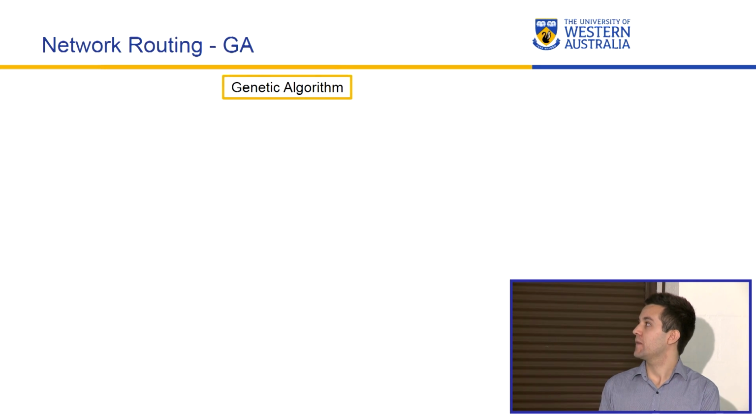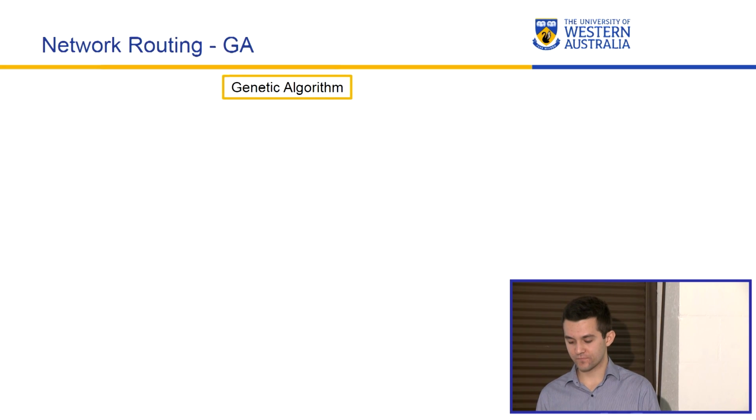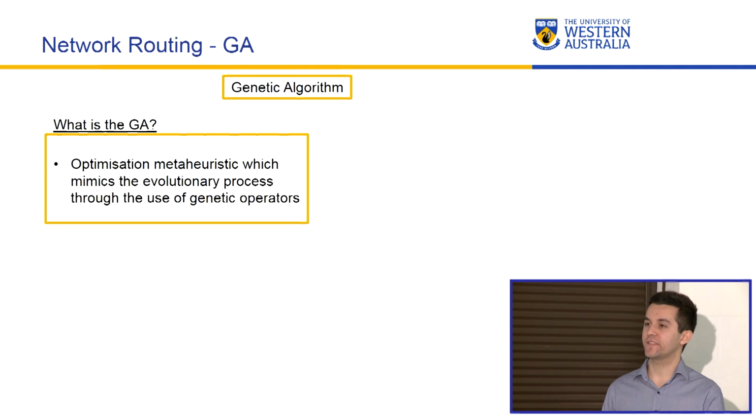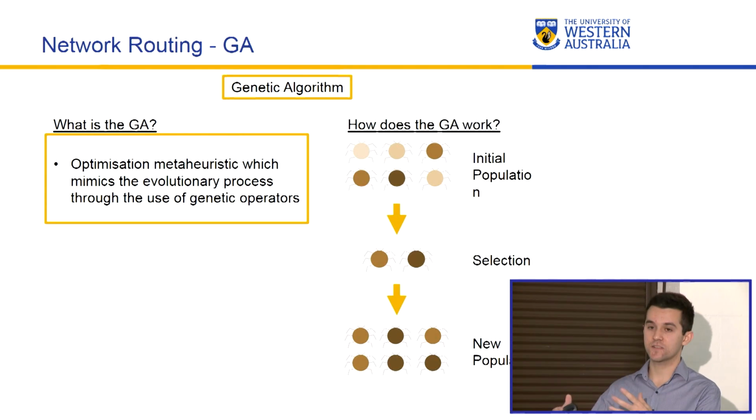So the network routing algorithm itself, the genetic algorithm. What is a genetic algorithm? It is an optimization meta-heuristic which mimics the evolutionary process through a set of genetic operators. So you can think of this as natural selection, essentially. So we start with a population of possible solutions where the different colors indicate different fitness values. Higher fitness means more likely to survive.